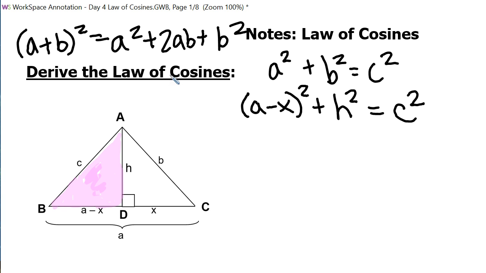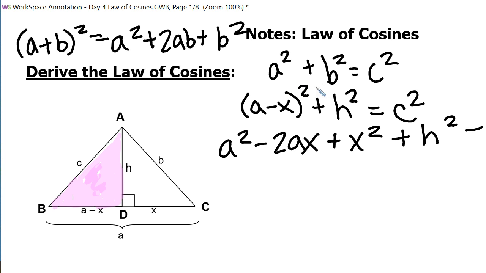So if I square the first term, what does that give me? A squared. If I multiply these and double it, what does that give me? Negative 2ax. And if I square that last term, what does it give me? Plus x squared. So now we just square the binomial. Behind that we have plus h squared equals c squared.